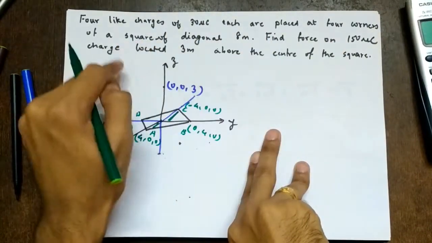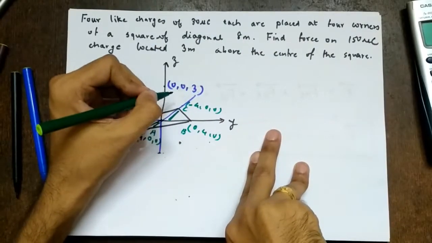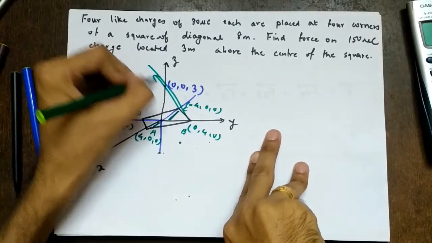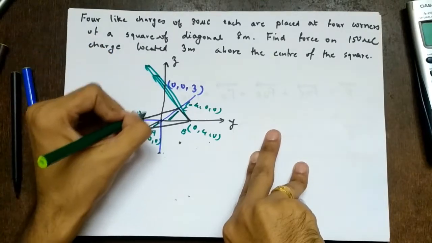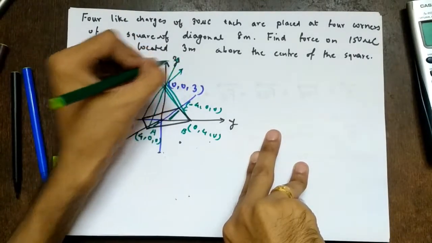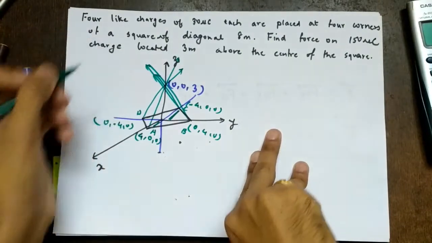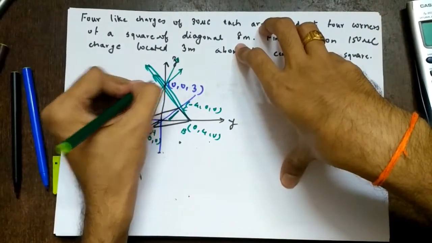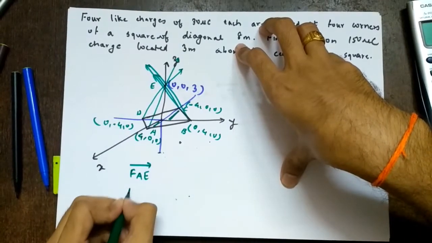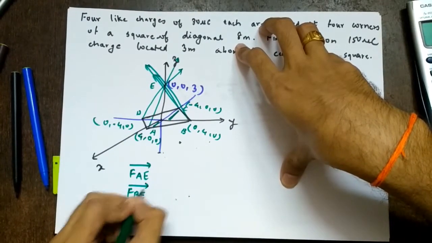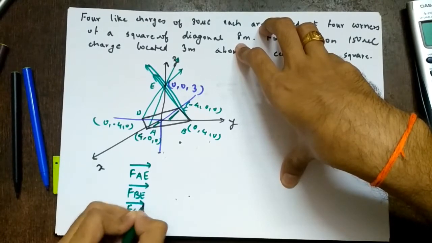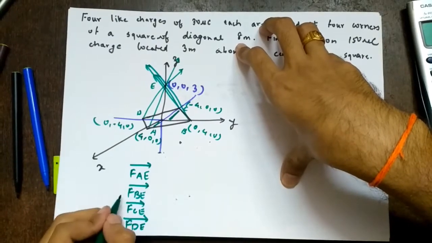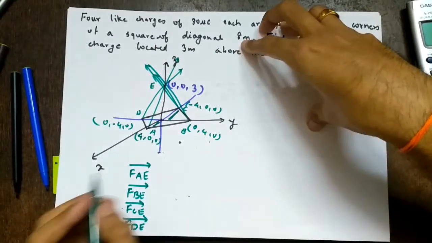Find the force on the 150 microcoulomb charge located above here. Since we have to find the force on this charge, we will draw the lines like this, and like this. So four arrows are coming here. What we have to find, let's say this charge is E, is the vectors F_AE, F_BE, F_CE, F_DE. I'll find F_AE for you. F_BE, F_CE, F_DE you have to find yourself.